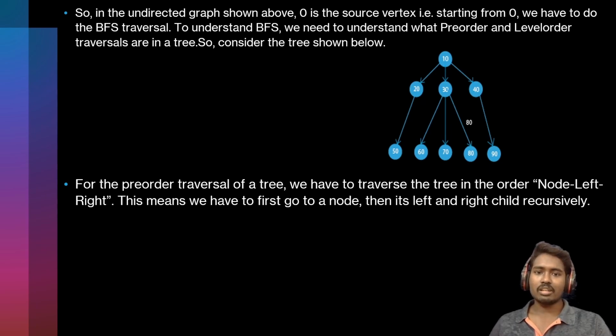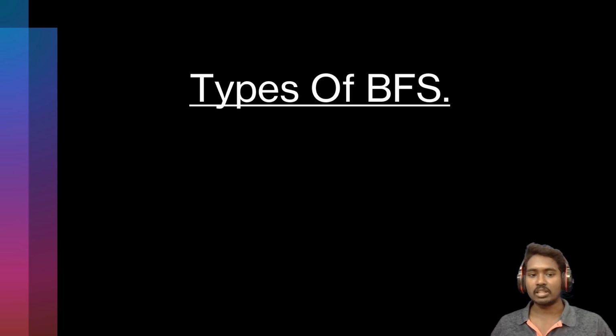So to understand BFS, we need to understand what pre-order and level order traversal are in a tree. So consider the tree which is given below here. For the pre-order traversal of a tree, we have to traverse the tree in the order node, left, right. This means we first go to a node, then its left and right child recursively.